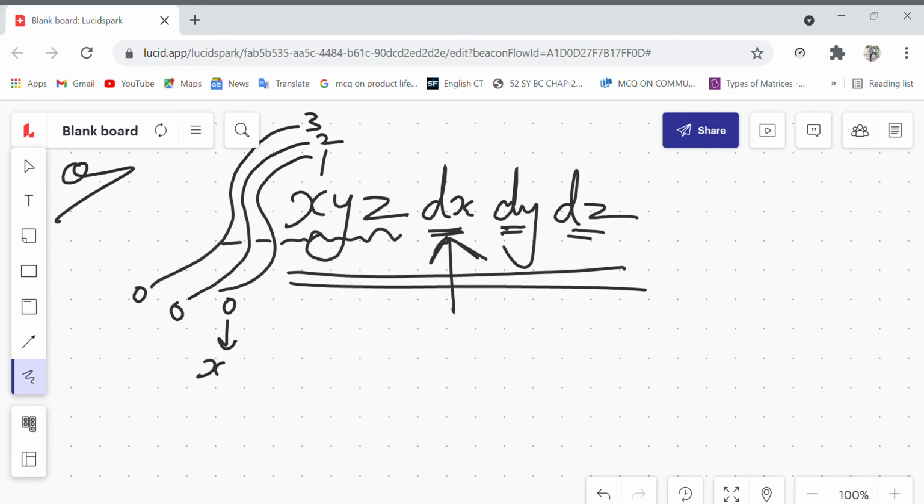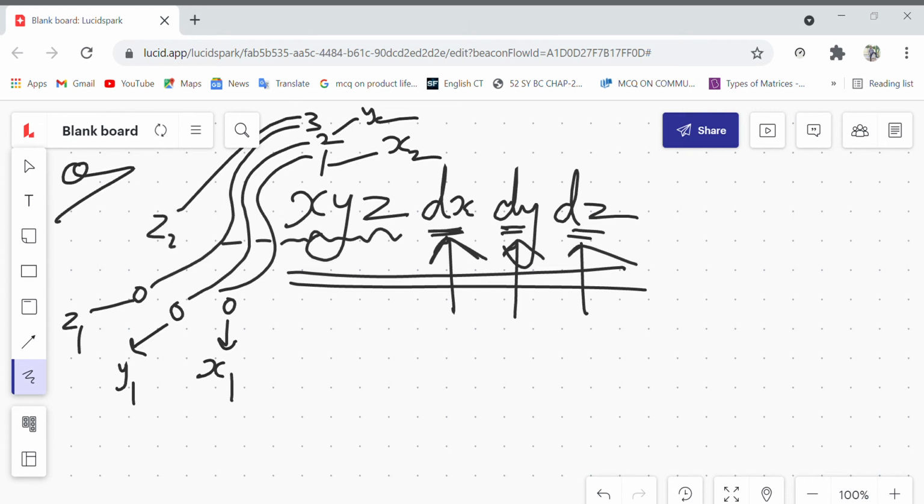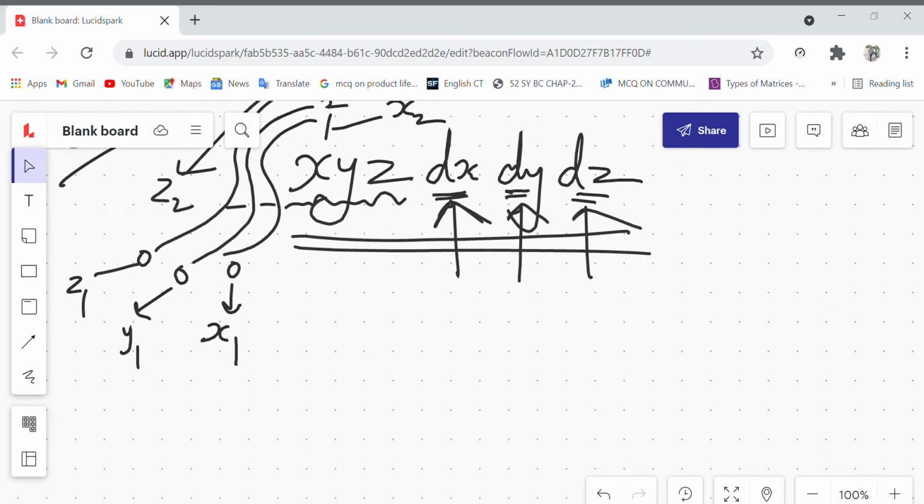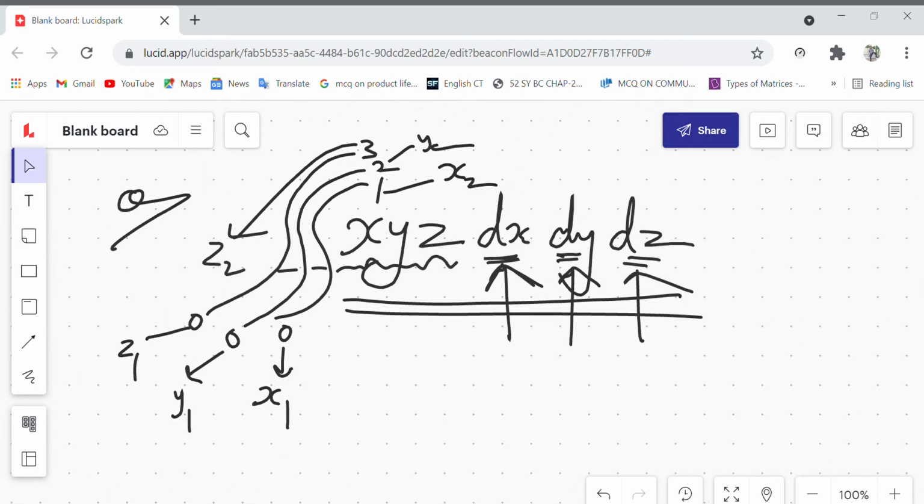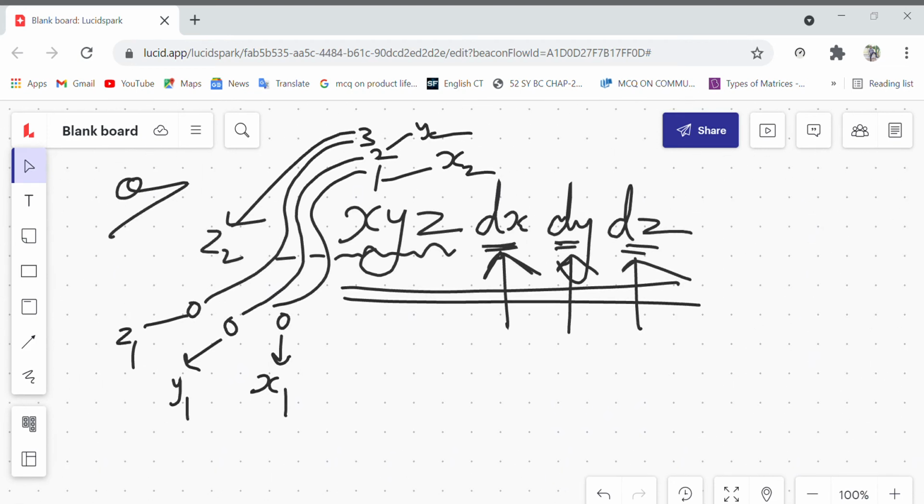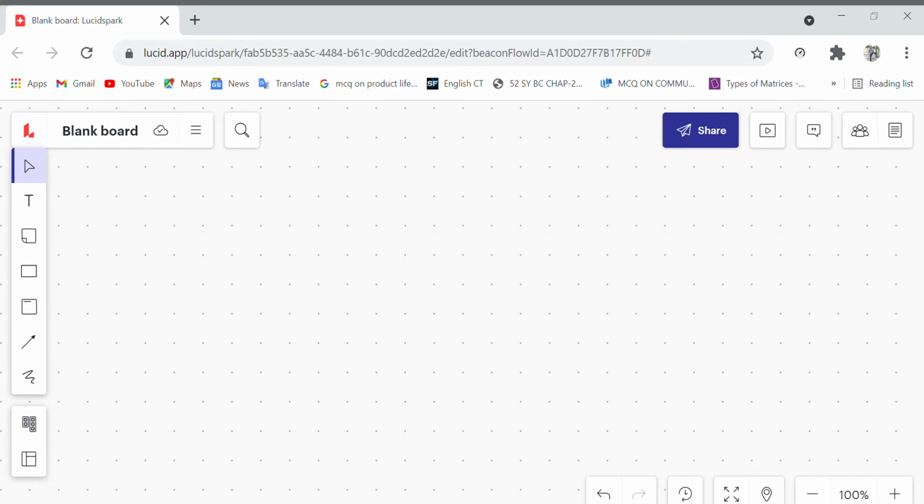Consider this as x1 and this as x2. Then we have dy. Consider this as y1, then this as y2. Then we have dz. Consider this as z1 and this as z2. So now let's start to fill the places. If anyone hasn't taken a screenshot, take it. So now let's start solving.